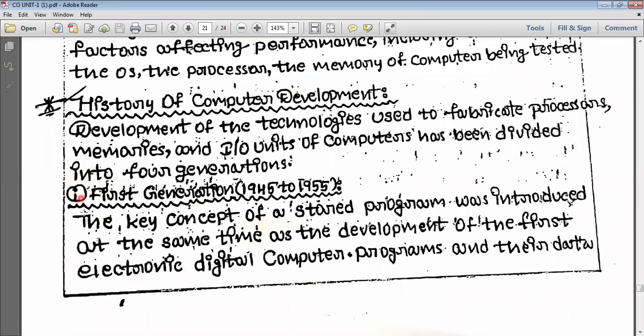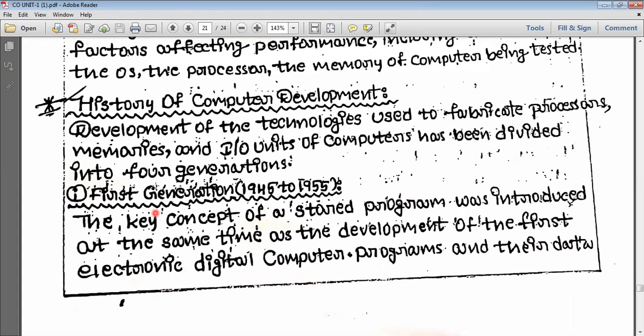That means here how the computer development varies generation by generation: how the performance, how the execution time, how the manufacturing of the computer varies generation by generation. Now we will discuss one by one.